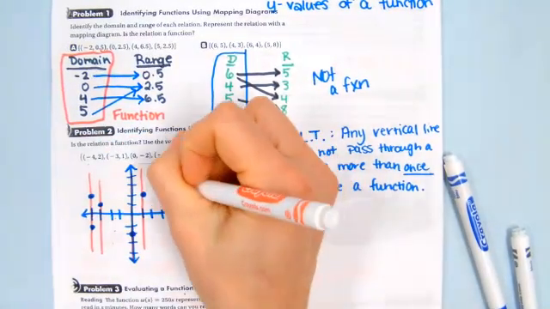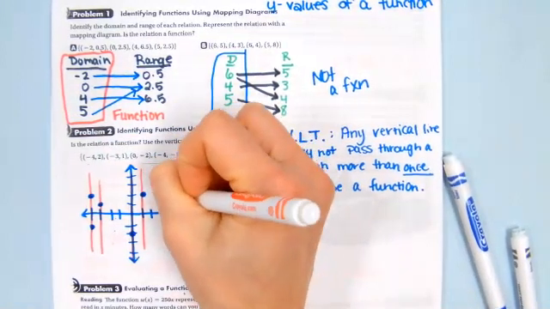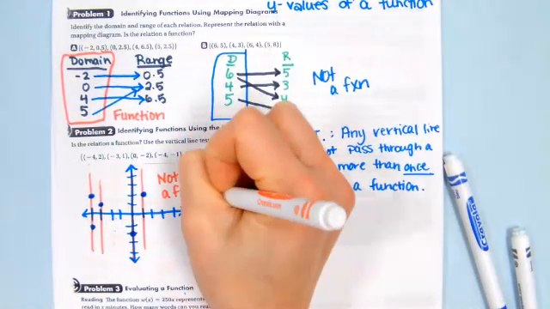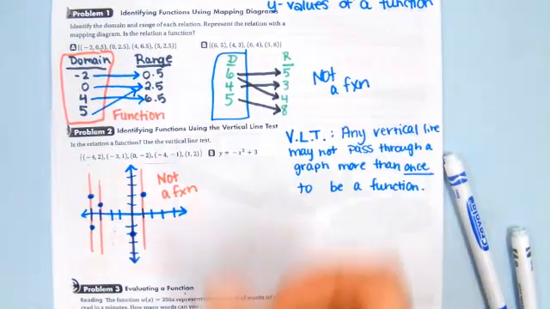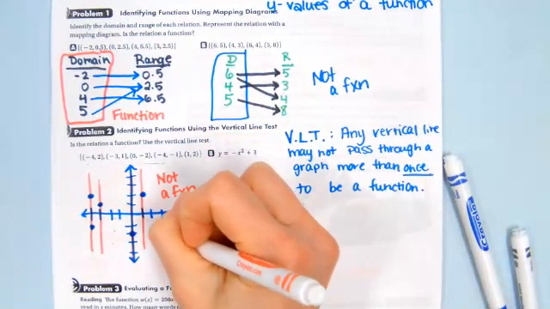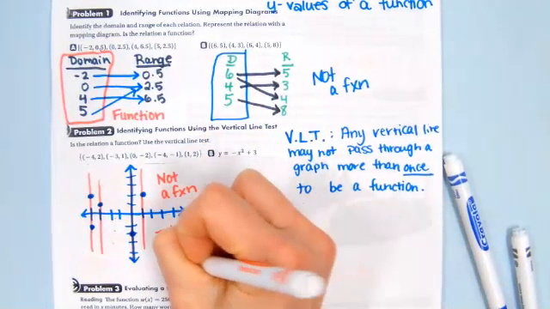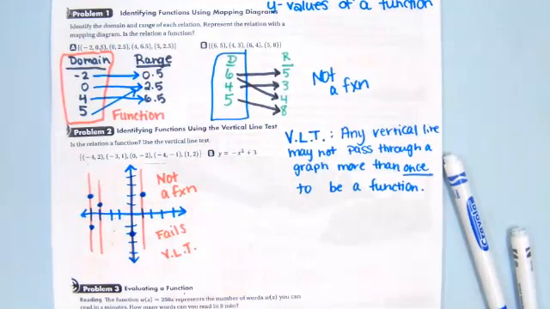So that makes this not a function. If it hits 2 spots, it is not a function. And we say because it fails the vertical line test. If it hits more than once, it fails.